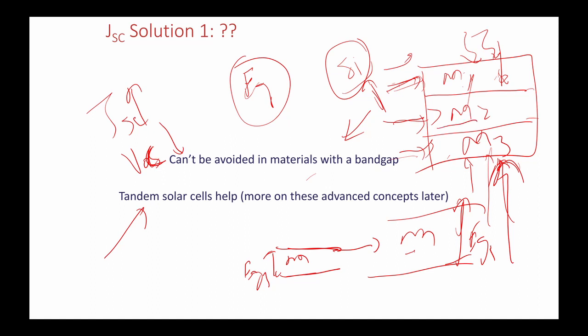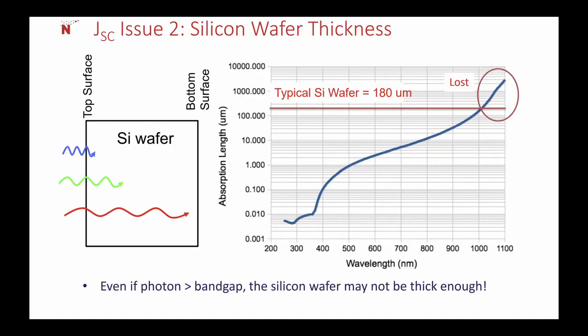We can discuss this concept more a bit later, when you understand the VOC concept. There is another issue with JSC: if the material that we are taking is not sufficient to absorb the whole light.